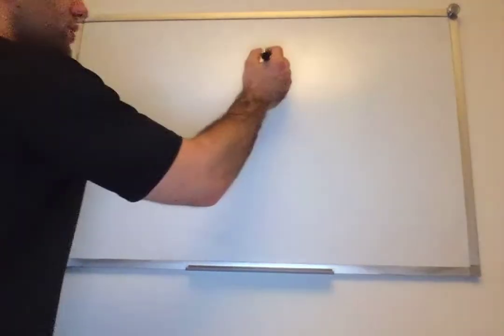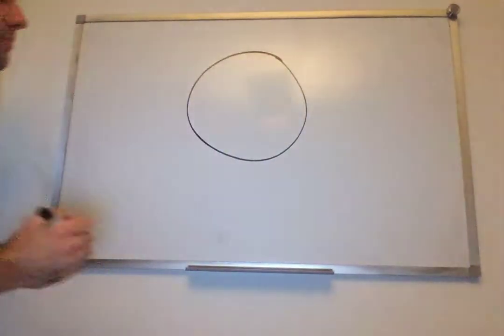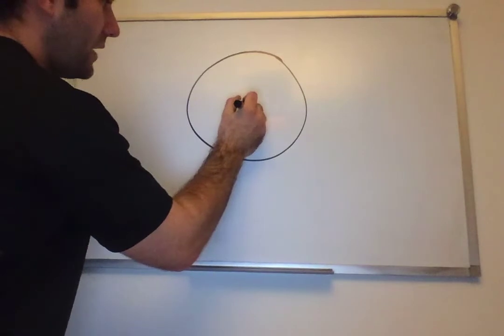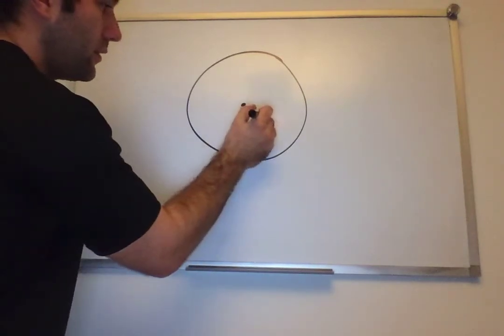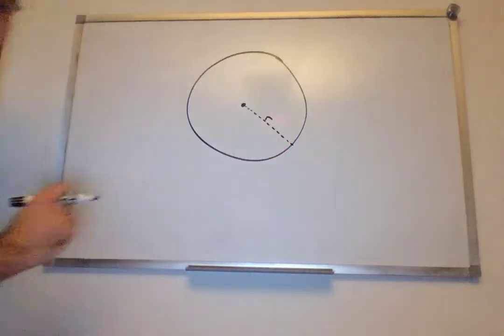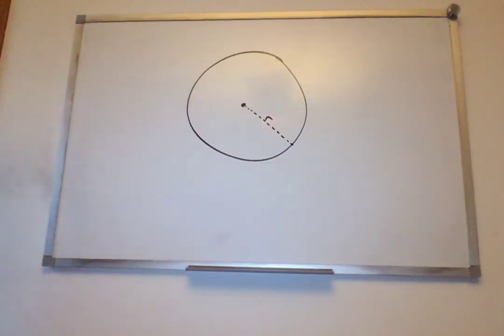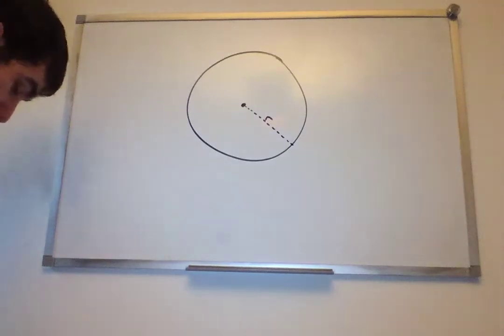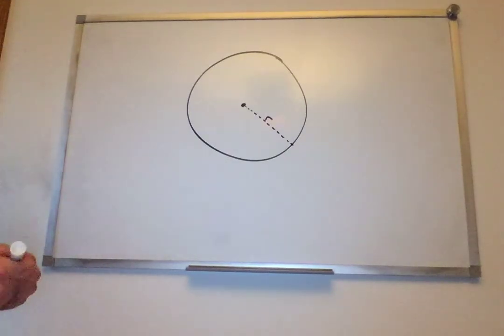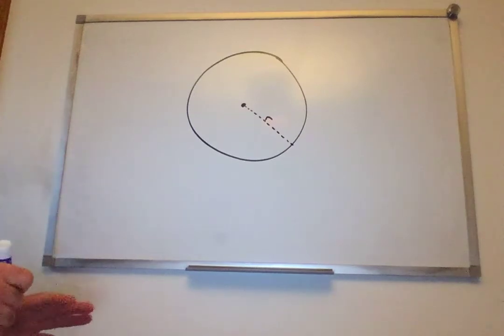So it says find the dimensions of a rectangle of largest area that can be inscribed in a circle of radius r. Okay? So let me draw you a picture of what we're talking about here. You always want to draw a picture. So we're talking about a circle, right? Now it has some radius, r, whatever that may be. We could give it a number here. We don't have to.